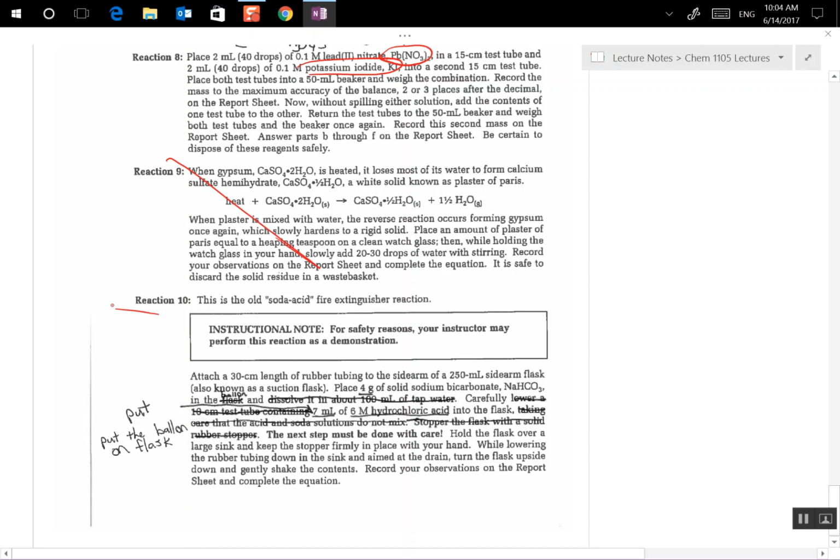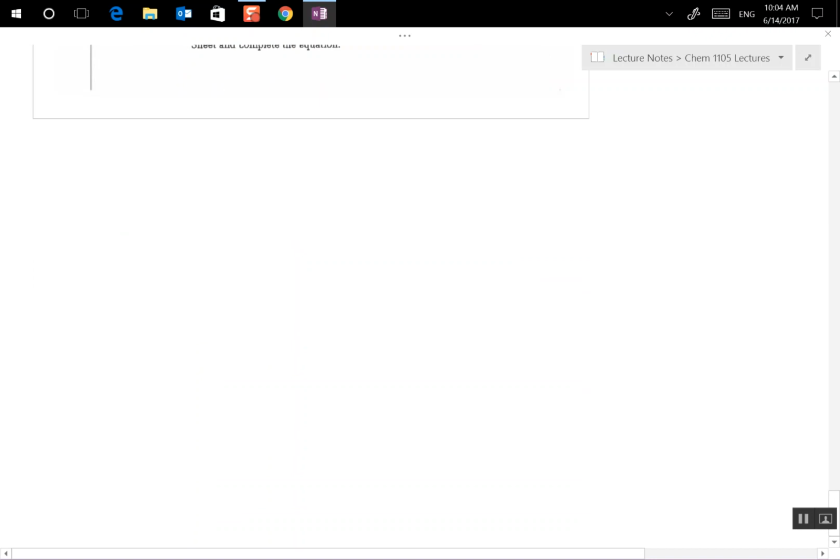And then reaction 10, I change up a bunch, and I'll explain it that day what to do. This is the famous vinegar and baking soda reaction, but they change it to be a fire extinguisher because it produces a gas that extinguishes fire. I'm going to change it up a little bit. We'll talk about that one the day of. But those are the reactions that you're going to be performing on Monday, this coming Monday here in the lab.